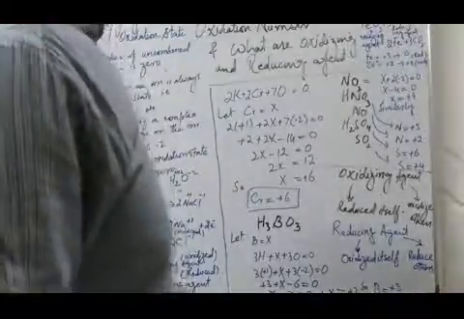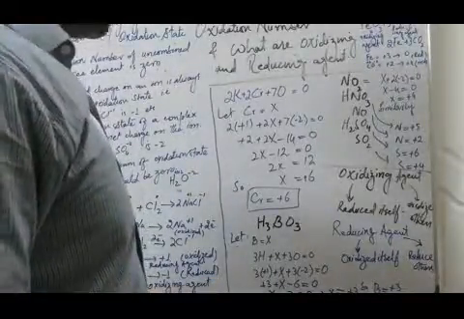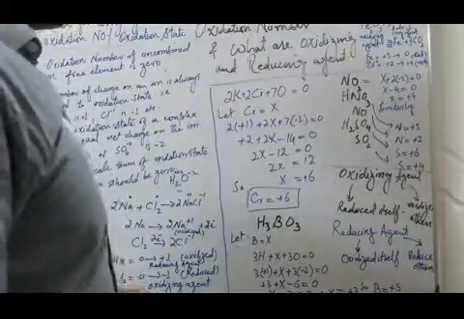I think these examples would be sufficient to understand the concept of the oxidation number and the oxidizing agent and reducing agent.